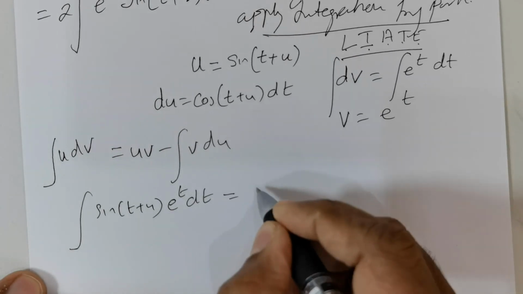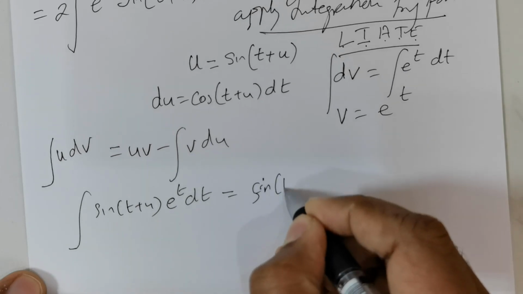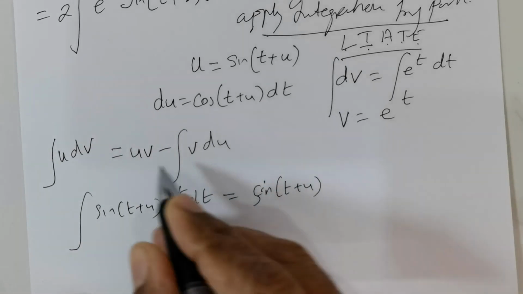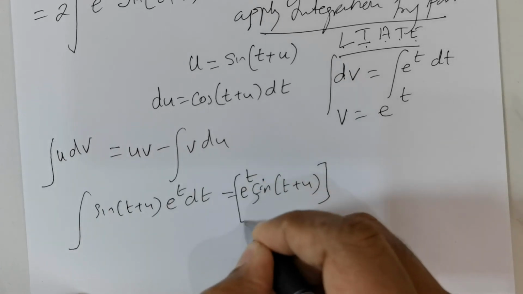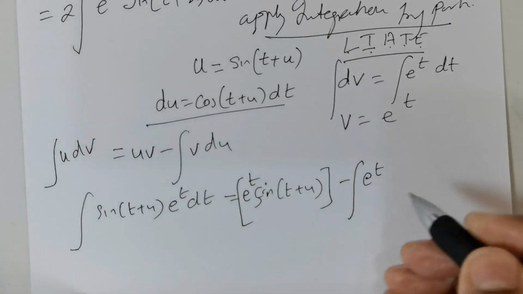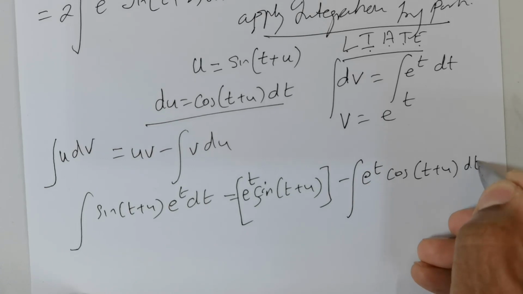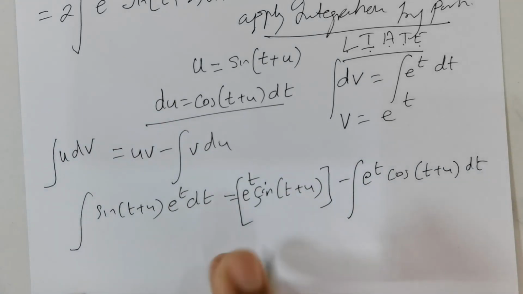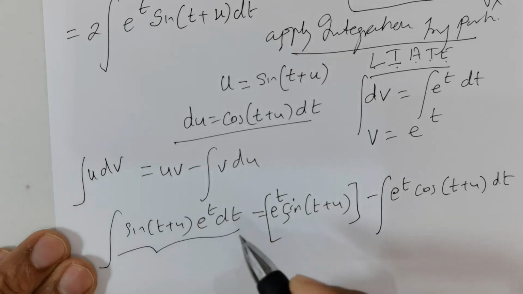This is equal to u, which is sine of (t plus u), and then my v is e raised to the power of t, minus integral v, which is e raised to the power of t. My du is this, cos of (t plus u) times dt. Okay, now what I would like to do here is this, I have this quantity, right?